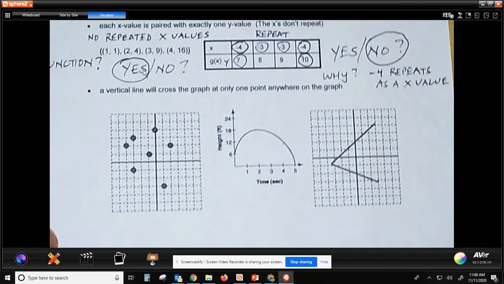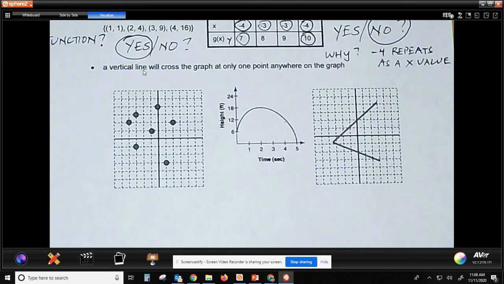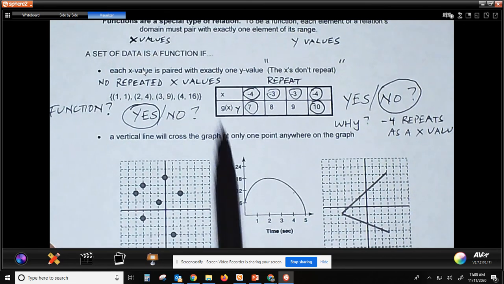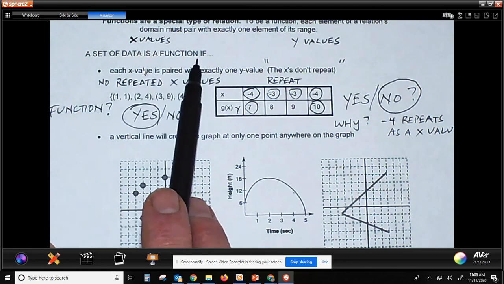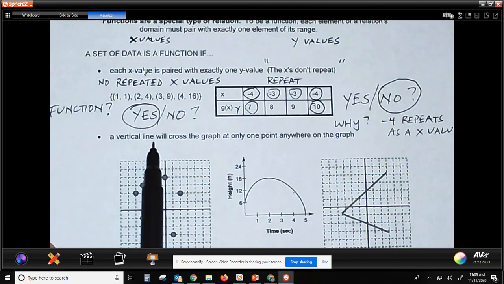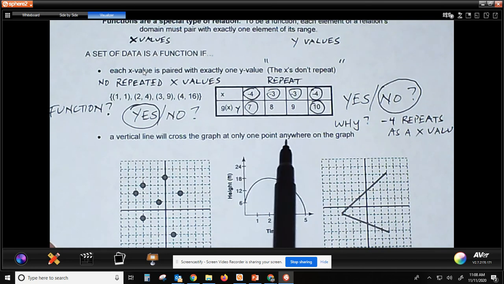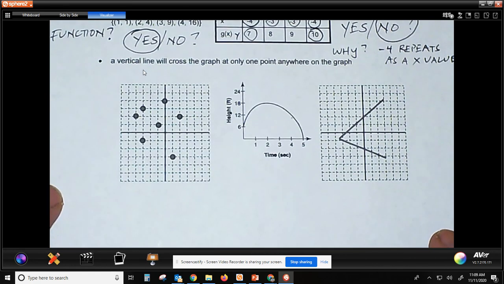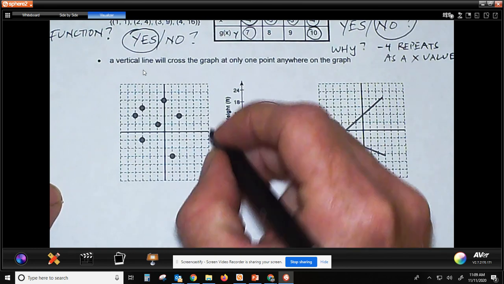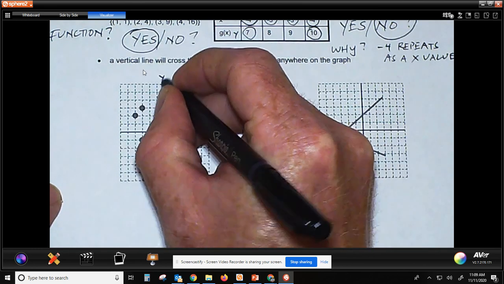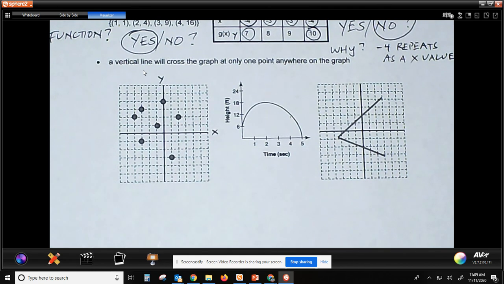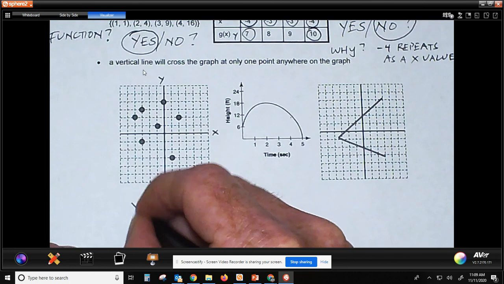Let's look at this piece down below. This is the second qualification to be a function. A set of data is a function if a vertical line will cross the graph at only one point anywhere on the graph. Only one point. Okay, so this is my x-axis, this is my y-axis, and these points have been laid onto the graph. These are also yes/no questions.